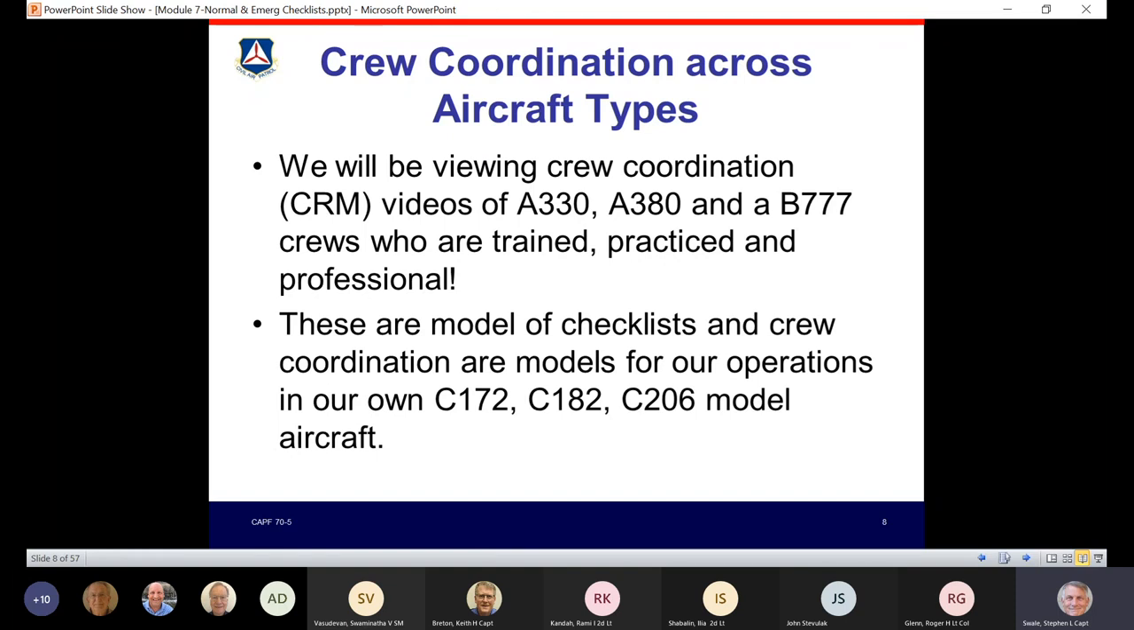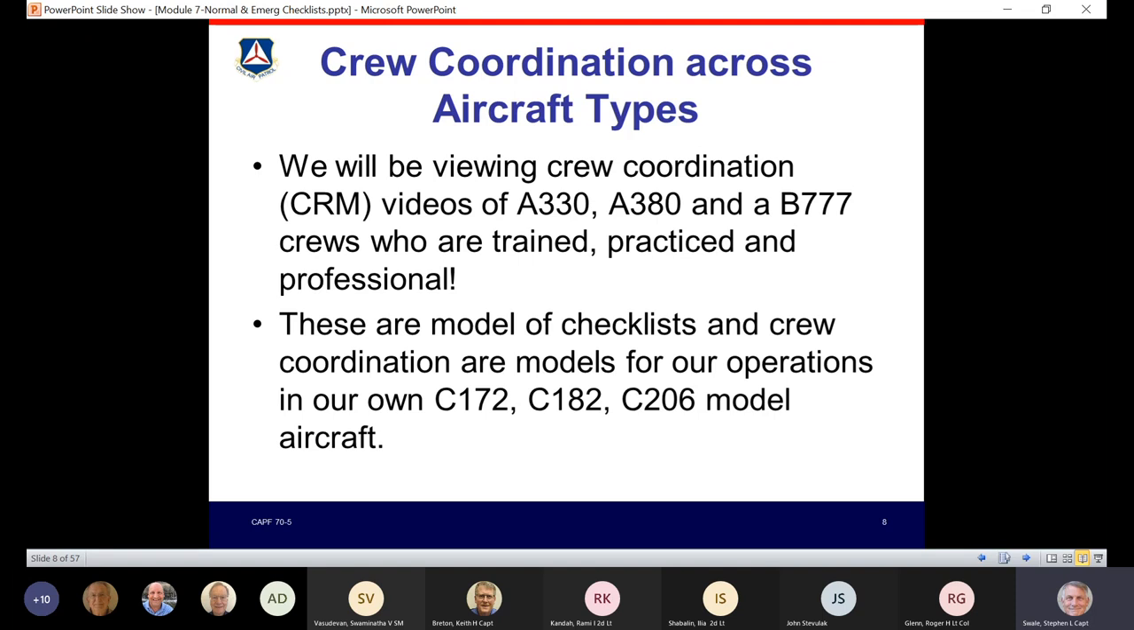So crew coordination is actually pretty similar across all kinds of airplanes. Tonight I've got a couple of video clips that I want to run. They will involve some Airbus aircraft. I also have a Boeing 777. These are clearly people that are trained and have practiced and are using exactly one integrated checklist that's been approved by their particular airlines. And so they are bringing their A game every time they fly.